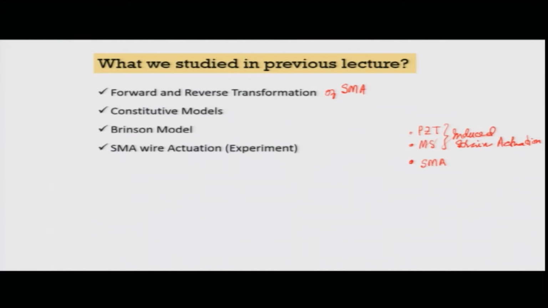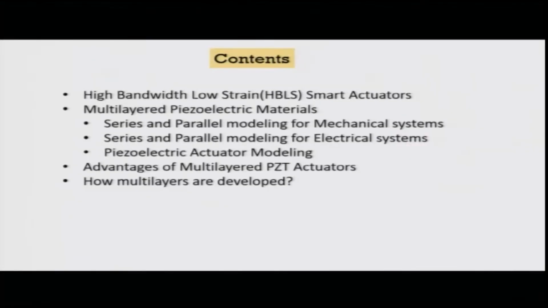However, after doing all these things, the question that will come is that fine, through this we can control the shape of a beam. We have mostly shown you the controlling of the shape of a beam, but can I make now a little more complex system out of it? That is what brings us to today's lecture, where we will first talk about how do we develop high bandwidth low strain, what we call HBLS smart actuators.